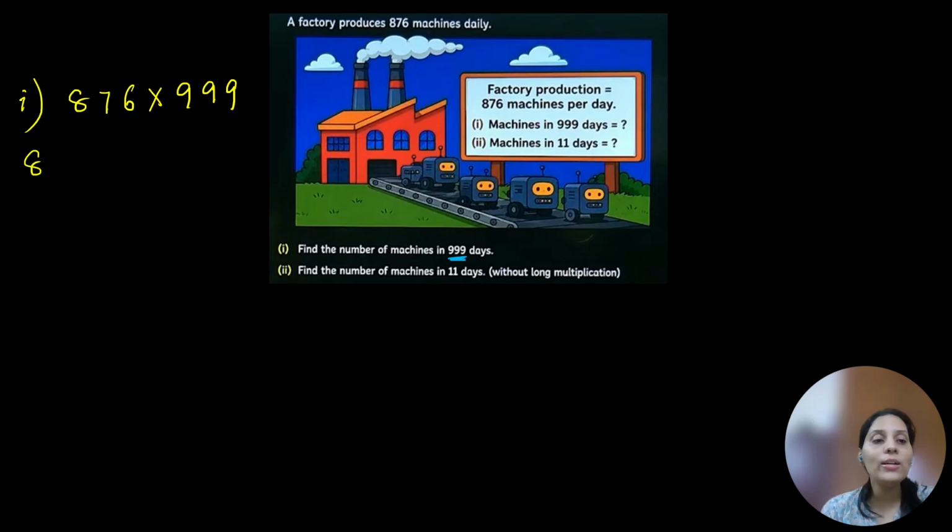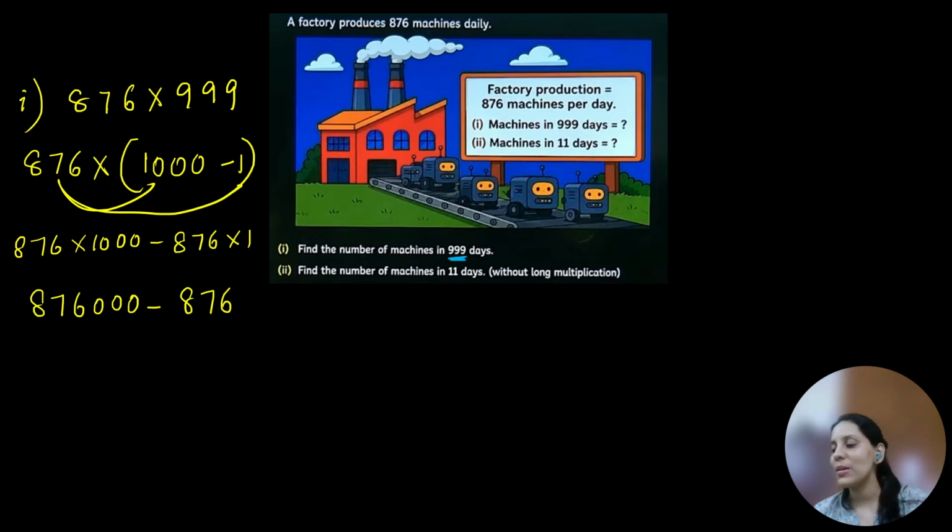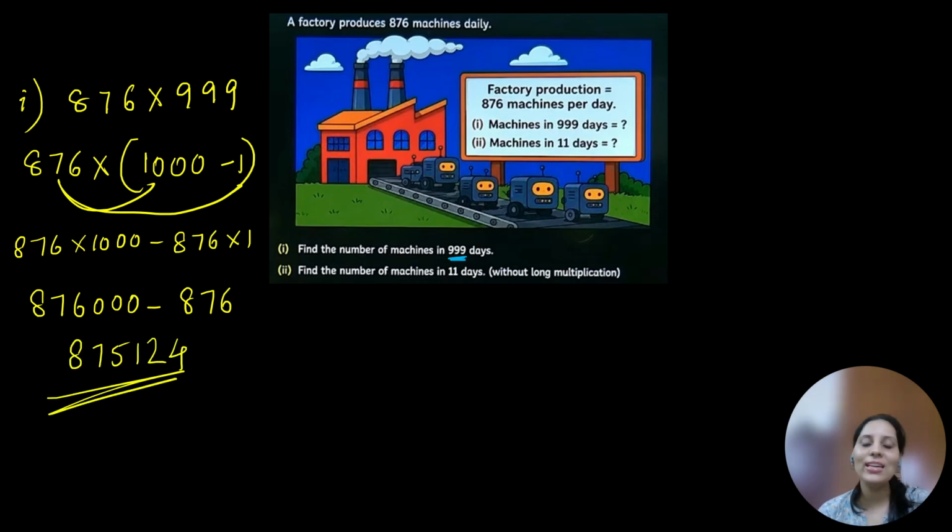Yes. So how do I do this? I can write 999 as 1000 minus 1. See, distributive multiplication over subtraction. Now 876 into 1000 minus 876 into 1. So 876000 minus 876, which will give me 875124. Easy peasy.